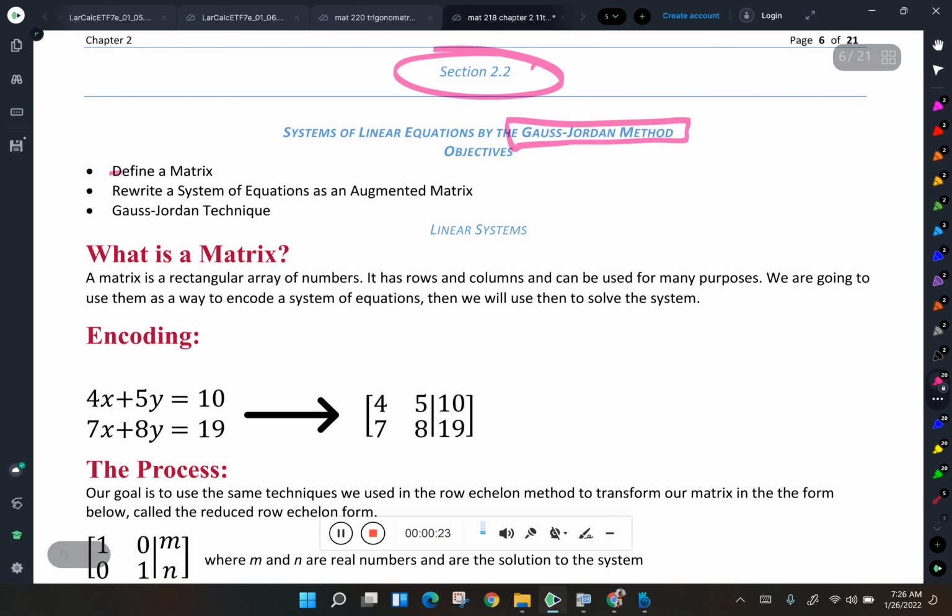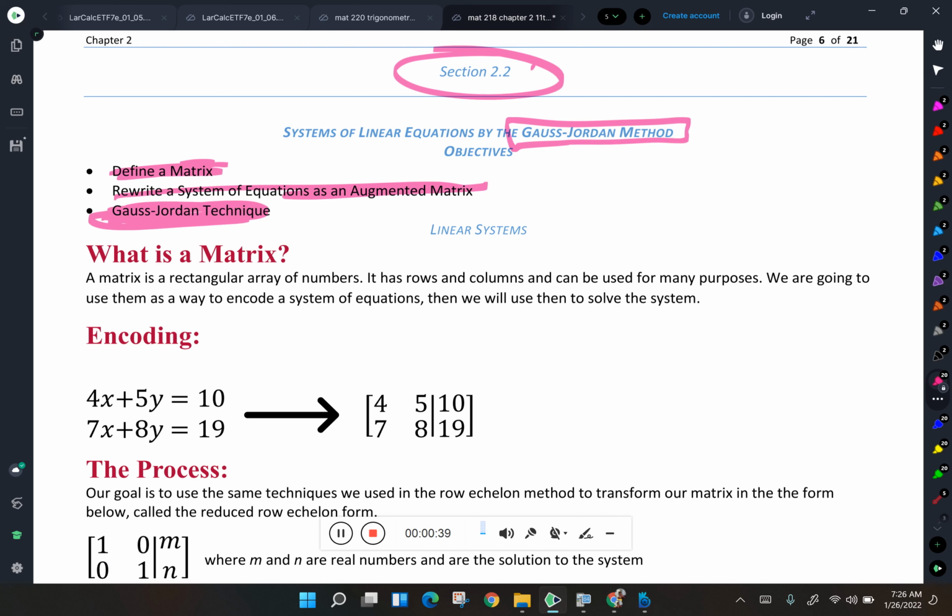So our objectives are to define what a matrix is, to rewrite systems as matrices, an augmented matrix to be specific, and to use something called the Gauss-Jordan technique to find those solutions.